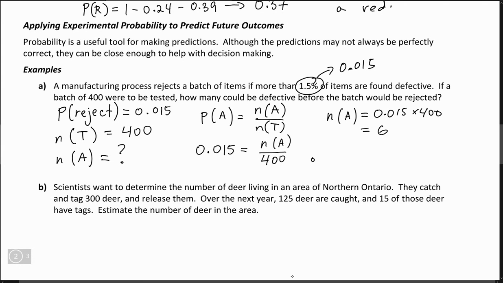Okay, so what does this mean? It means, therefore, 6 items can be defective before the batch is rejected.